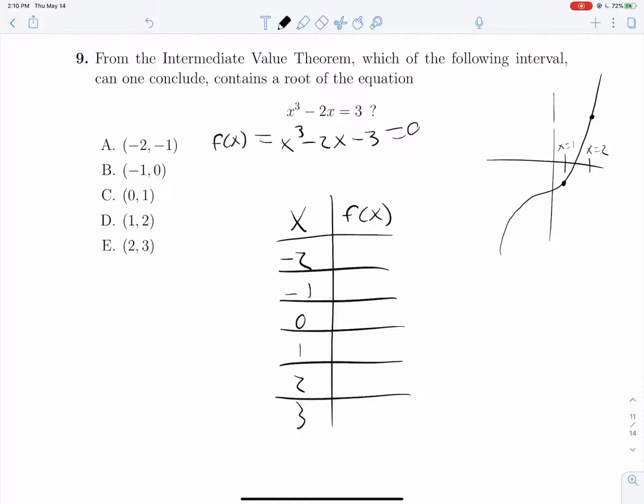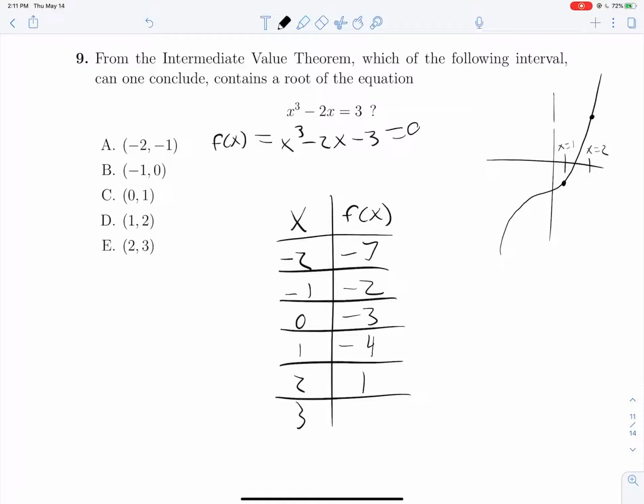Plugging in -2, we get -8 plus 4 minus 3, so that's -7 if I did my math correctly. Then plugging in -1, we get -1 plus 2, which is 1, minus 3 is -2. Plugging in 0, we get -3. Plugging in 1, we get 1 minus 2 is -1, minus 3 is -4. Plugging in 2, we get 8 minus 4 minus 3, that's 1. Wait, did I do that correctly? 8 minus 4 minus 3. Yep, I did.